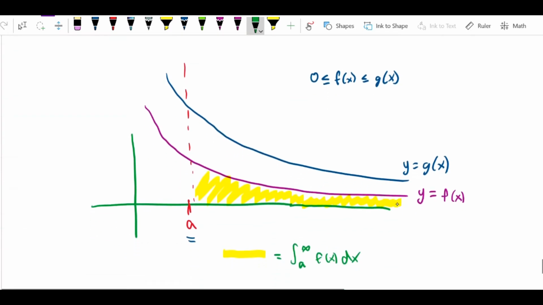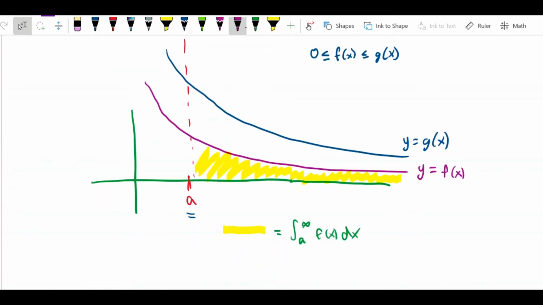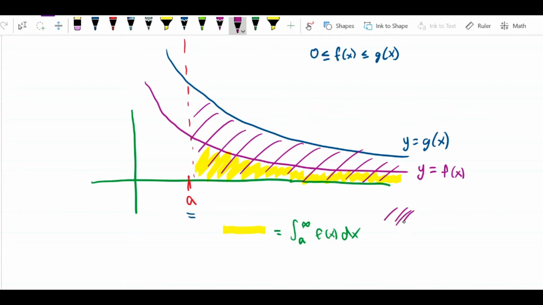Now, consider it the other way. Let's suppose that the area under the blue curve converges. In other words, even though it looks pretty big, let's suppose that this striped area here, which is the integral from a to infinity of g of x dx, converges. In other words, it equals some finite number. Well, since the yellow region has to be strictly smaller than the striped purple region for the exact same reason that we just talked about above, it would make no sense if the striped purple region could be a finite number, but the yellow region was infinite.